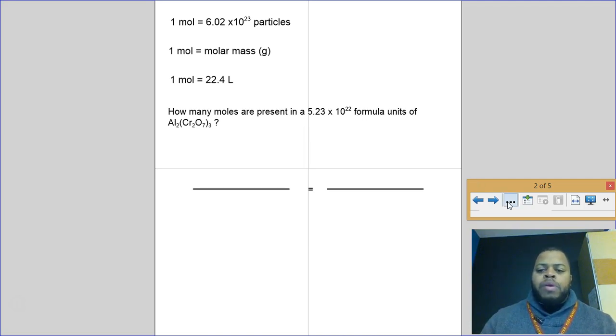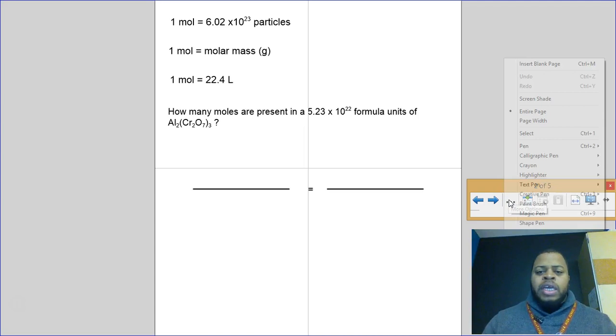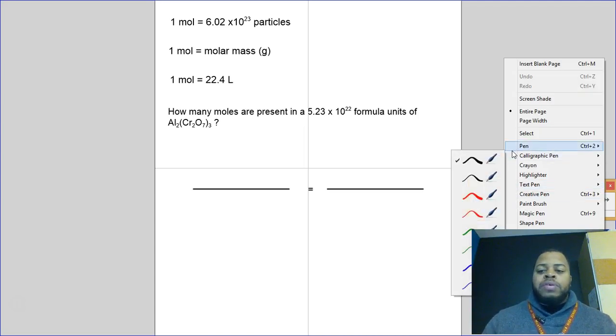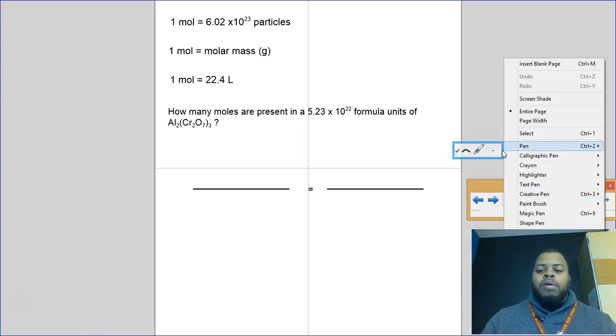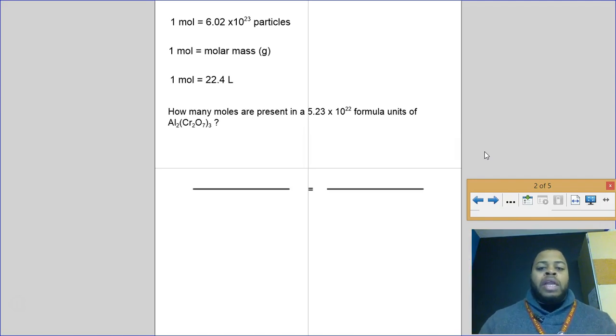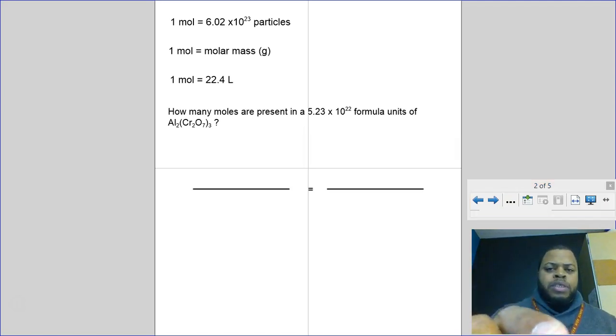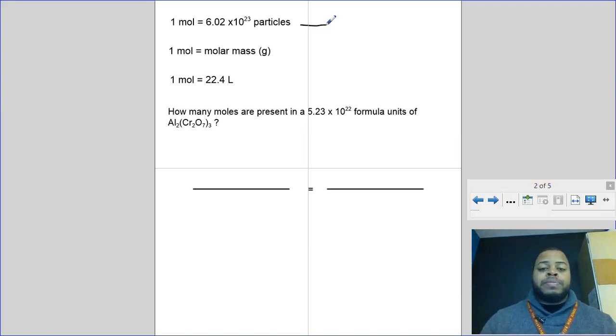If you remember, formula units was a type of particle. Remember, our particles were atoms, ions, molecules, and formula units. So what this is telling me is when I go to do this calculation, I have to use the same conversion factor that I would use for particles. That's this one here. Let's go ahead and write it out.